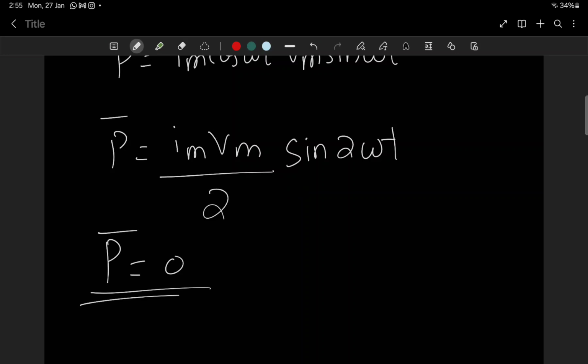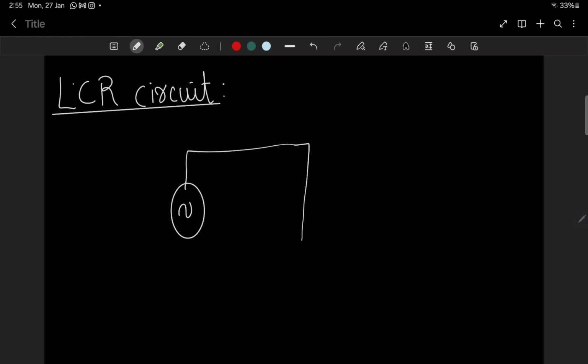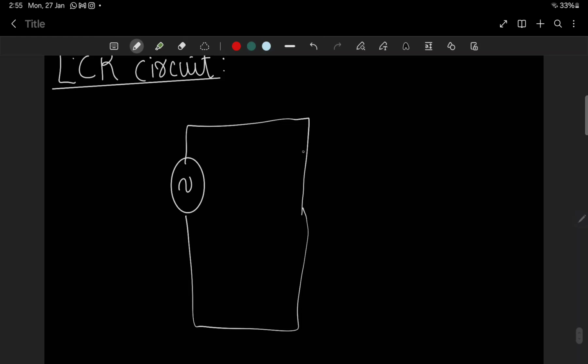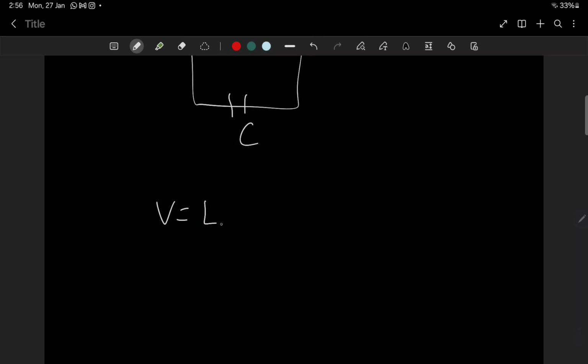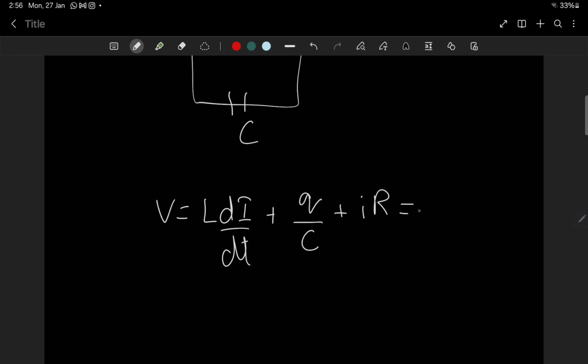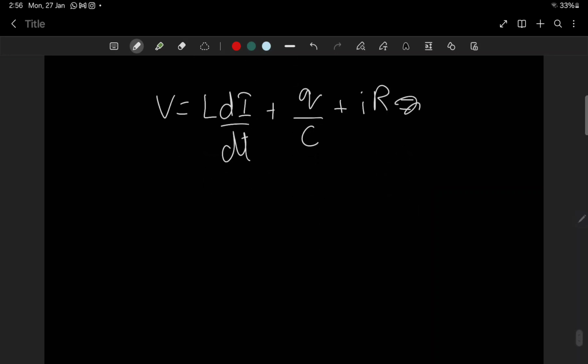Okay. Now the LCR circuit, that is resistor, inductor, capacitor. So here V equal to L dI by dt plus Q by C plus IR, that is equal to V. That we wrote. So we can only have a proper phasor diagram solution here. How to write a phasor diagram solution is a doubt of many kids in India. So how to write it?